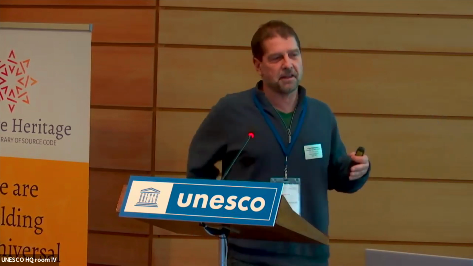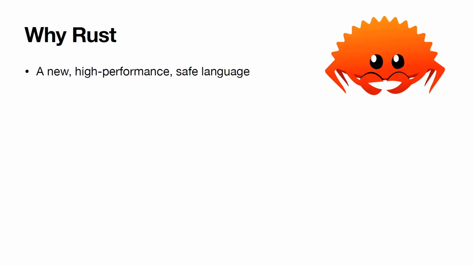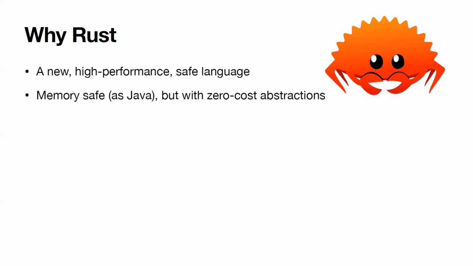And the last year, things started to move into place and the language started to become much more usable. It's a new high-performance, safe language. High-performance means like C++, so you can really get to the memory cycle. It's memory safe like Java, but it has zero-cost abstraction. So there are abstractions that are very powerful, but you don't pay for that because the compiler makes essentially everything cancel away once you compile the code.